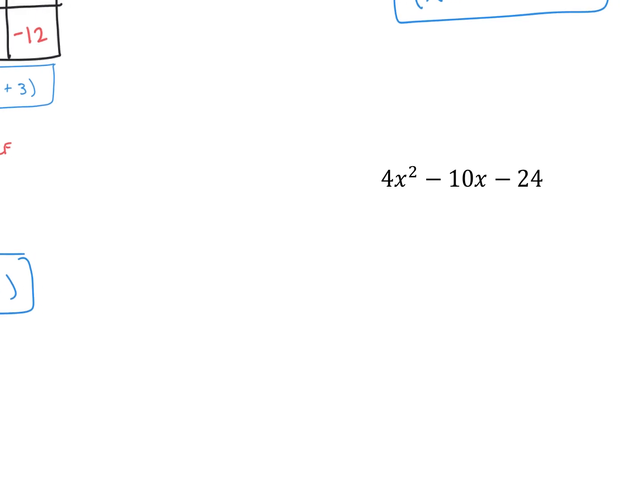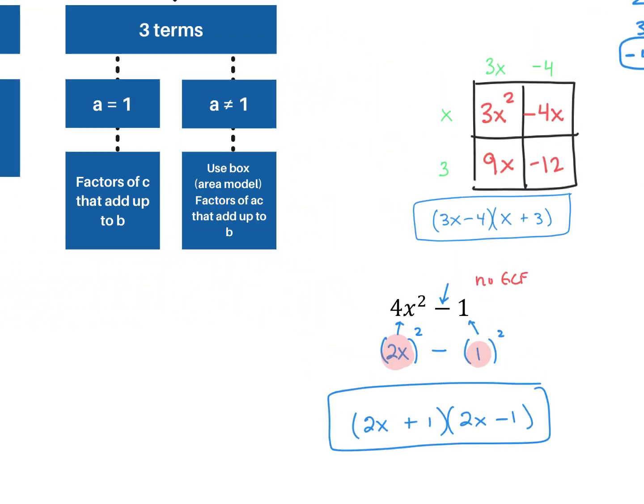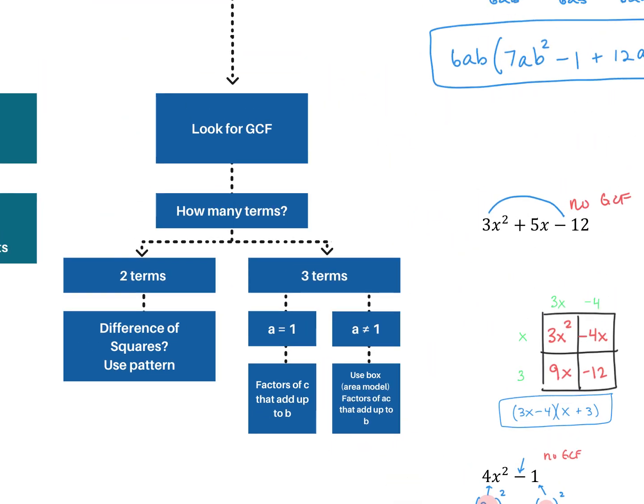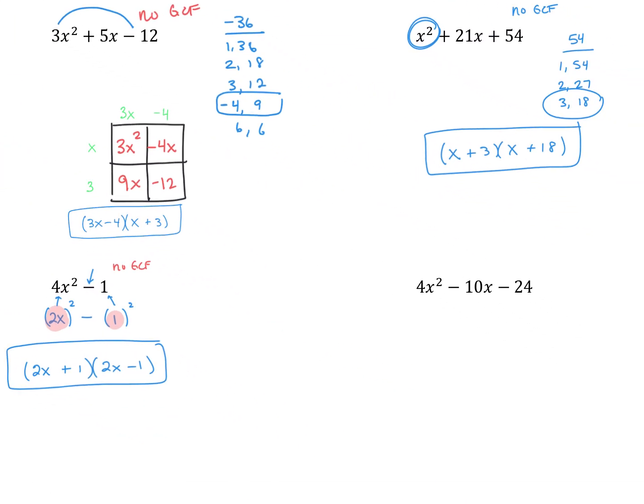All right, 4x squared minus 10x minus 24. So again, I'm going to keep coming back to this, because if we can follow this process, we'll have our factoring down. First, we're going to look for a GCF. All right, let's go back to that. Is there a GCF for 4x squared minus 10x minus 24?